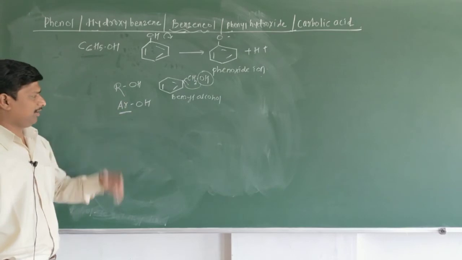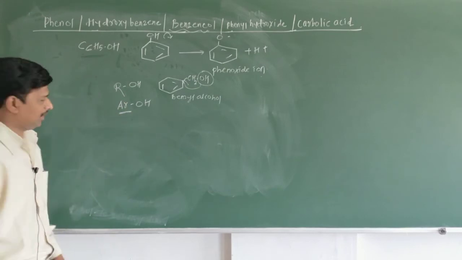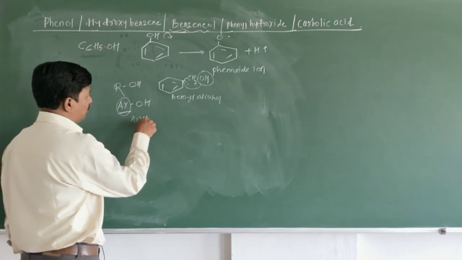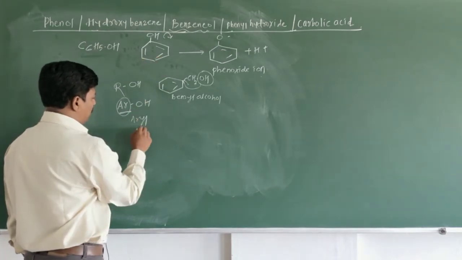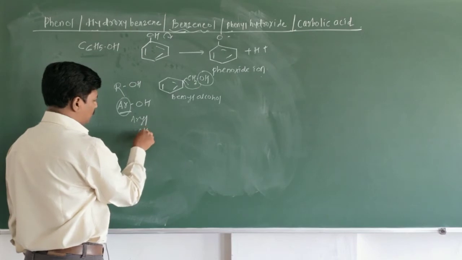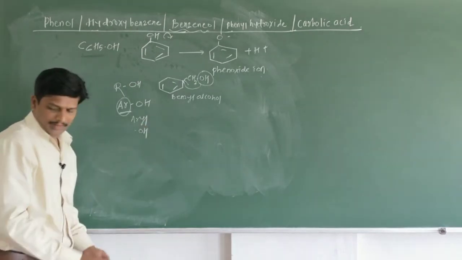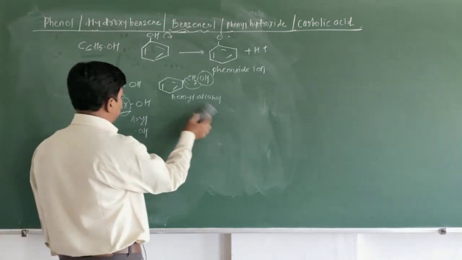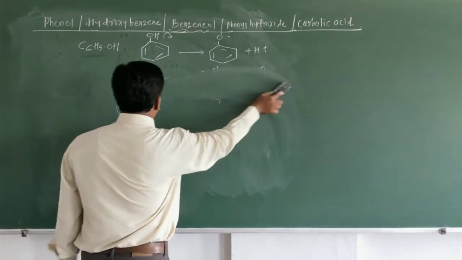In the phenol, the representation is ArOH. And what is the meaning of the Ar? This Ar means the aryl group here, meaning this benzene ring, and OH is the hydroxyl group here. Okay. Now, actually, this is the definition or the representation of the phenol.